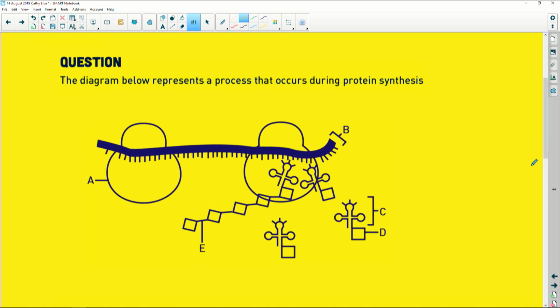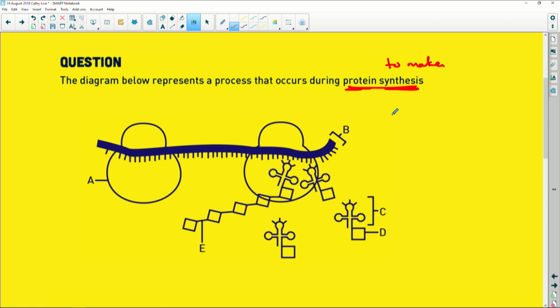The diagram below represents what occurs. Let me just change my pen color here. Let's do red. Okay, so this happens during protein synthesis. If we look at protein synthesis, we all know protein is made up of a whole bunch of amino acids. Synthesis means to make. So the word protein synthesis tells you we're going to be making proteins.